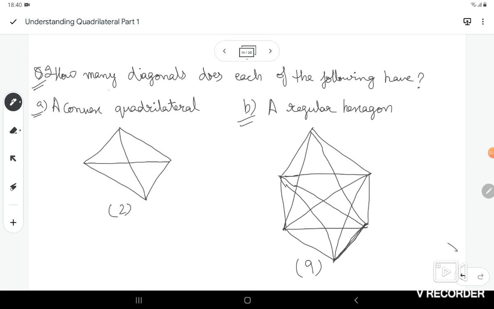So it says, how many diagonals does each of the following have? So I have to find the number of diagonals a convex quadrilateral has. So what's a convex quadrilateral? A quadrilateral having all the diagonals within the shape of the quadrilateral. So we can clearly see that there are 2 diagonals in case of a convex quadrilateral.